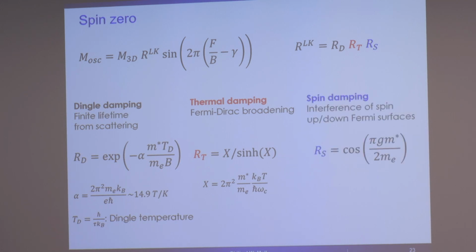The last one is the tedious one. It's called spin damping, and it comes from the fact that if you have, say, a Dirac system, or you have a system which is spin degenerate, now you essentially have two Fermi surfaces in a high magnetic field, right? You have a spin up, a spin down, a majority-minority Fermi surface. And these two, they will start to interfere. You can't resolve one but not the other. You always see both together.